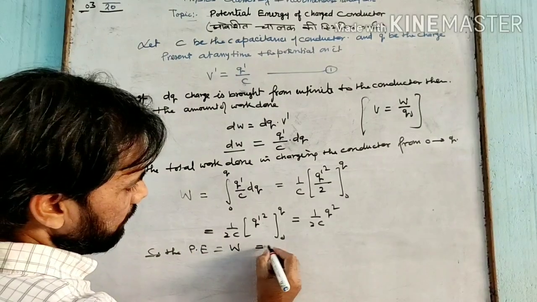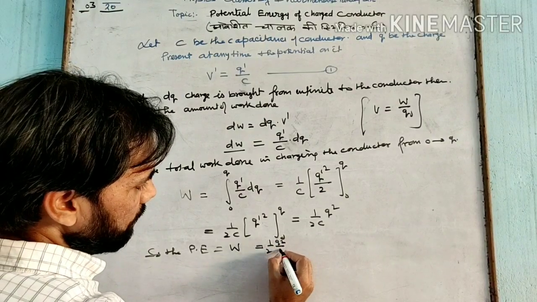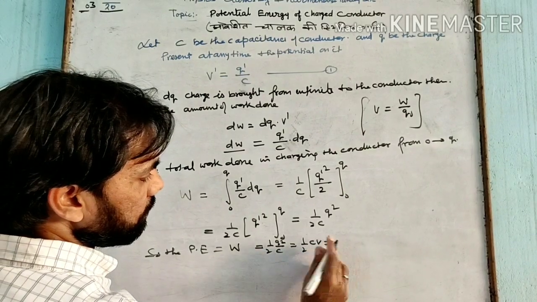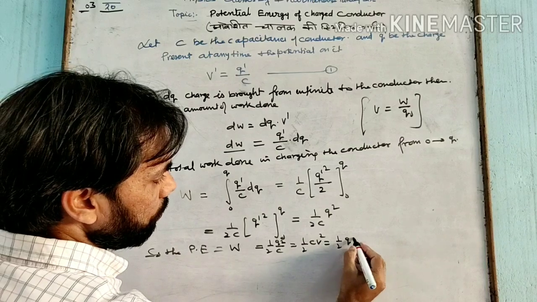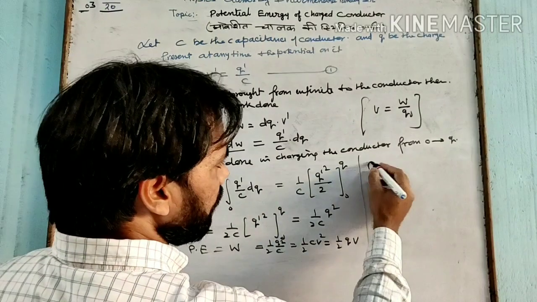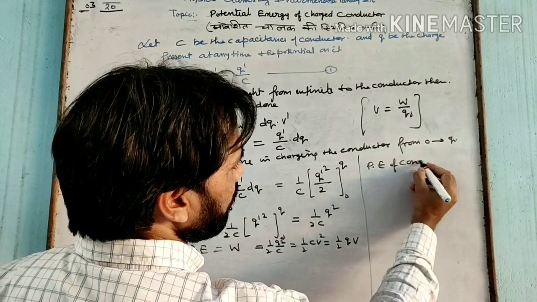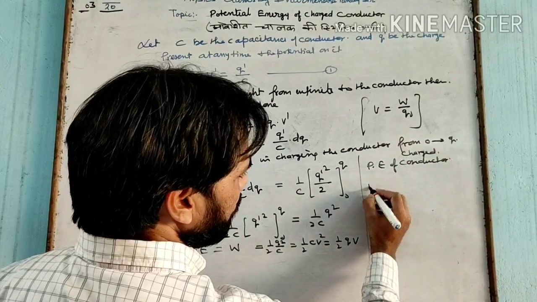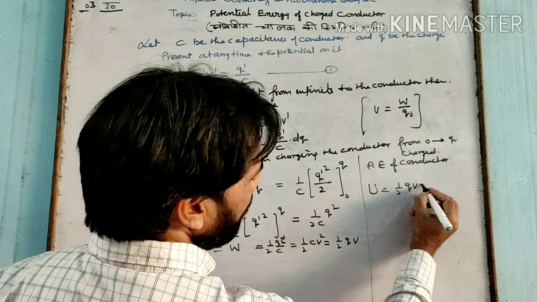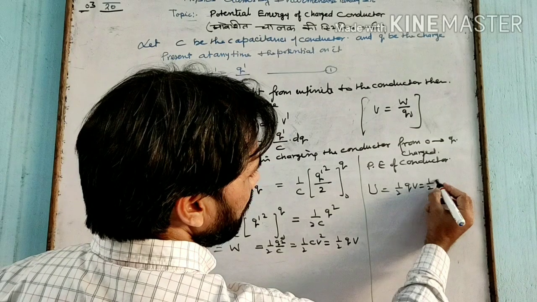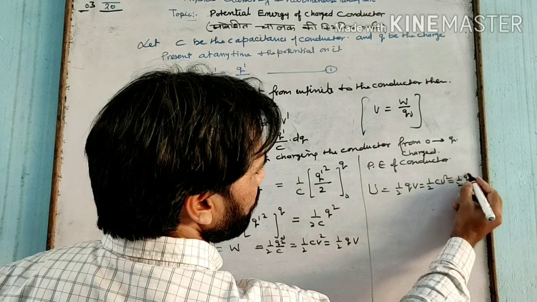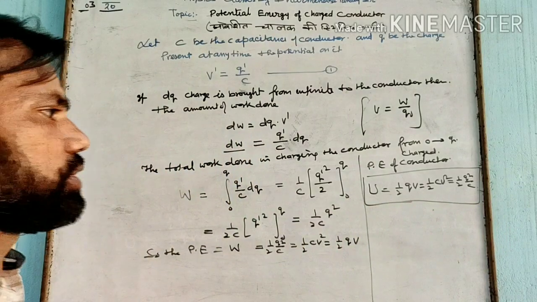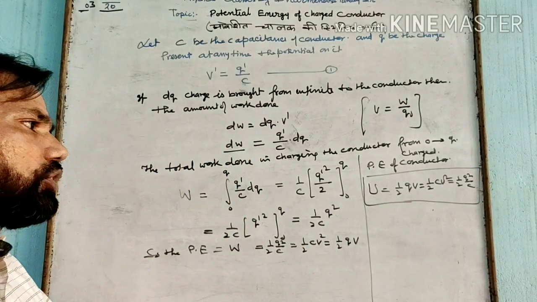So the potential energy stored in the conductor is W, and this is nothing but 1 by 2 Q square by C, and this also can be written as 1 by 2 CV square, and this is 1 by 2 Q into V. So the potential energy of a charged conductor can be written as U is equal to 1 by 2 QV, 1 by 2 CV square, 1 by 2 Q square by C. So this is the way by which we can calculate the electric potential energy of any charged conductor.